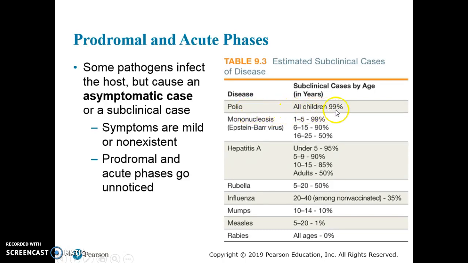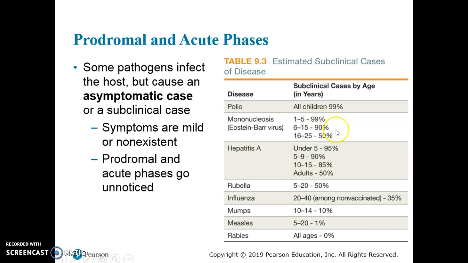Polio, all right, not that many people have polio now, but prior to the vaccine, it was estimated that almost all kids were exposed to polio and that most were asymptomatic. Their body just cleared it without it becoming a problem.